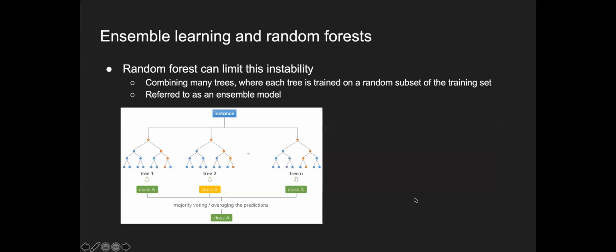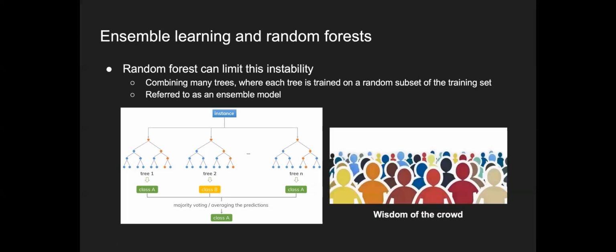So random forests can limit this instability. Random forest algorithms combine many trees, where each tree is trained on a random subset of the training set. Combining a group of models is referred to as an ensemble model. In an ensemble, predictions could be combined either by majority voting or by averaging the predictions. The intuition behind ensemble learning is often described with a phenomenon called wisdom of the crowd, which means aggregated decisions made by a group of individuals are often better than individual decisions.